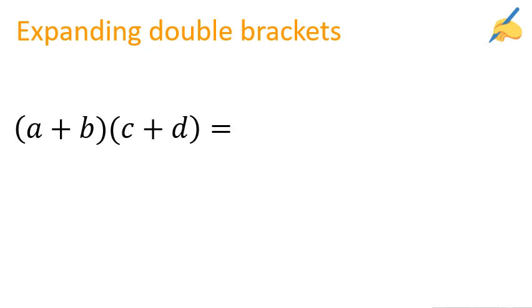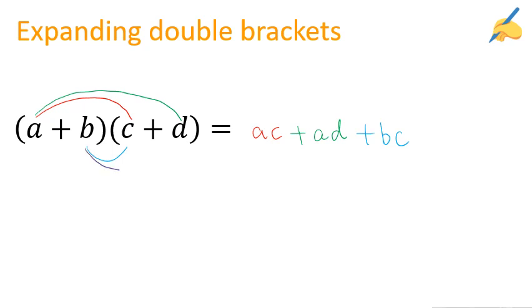So the F stands for first, so you multiply the first part of the brackets, so A times C. The O stands for outer, so the outer part's A times D. I, inner, so with this we've got B times C. And the L stands for last, so the last part of the brackets, B times D.